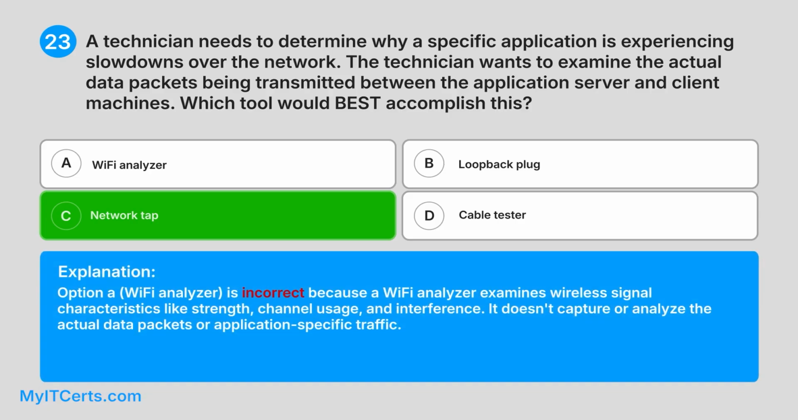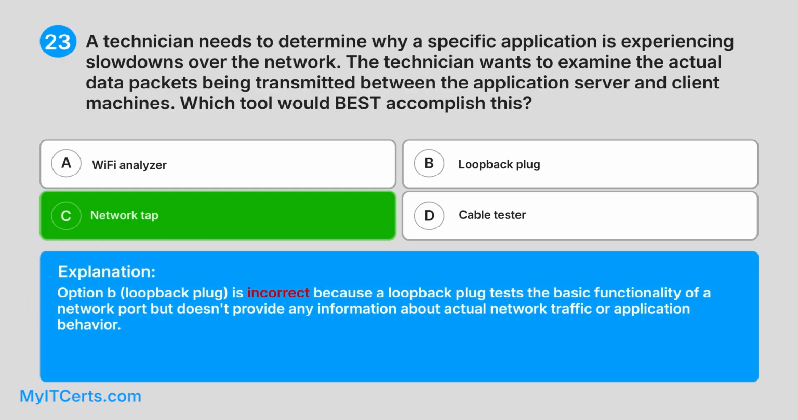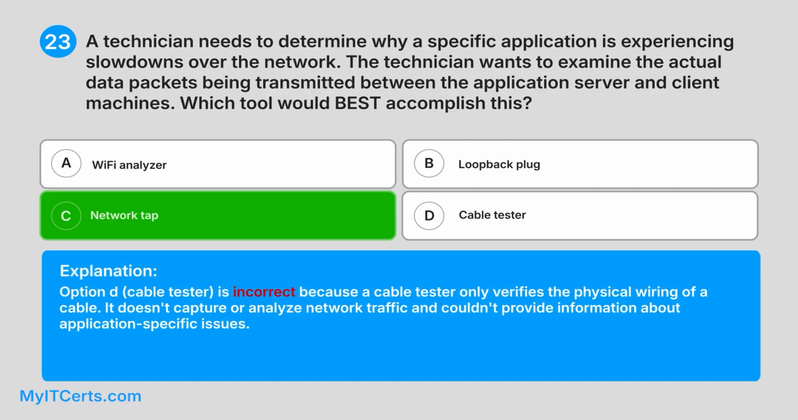Option A is incorrect because a Wi-Fi analyzer examines wireless signal characteristics like strength, channel usage, and interference. It doesn't capture or analyze the actual data packets or application-specific traffic. Option B is incorrect because a loopback plug tests the basic functionality of a network port but doesn't provide any information about actual network traffic or application behavior. Option D is incorrect because a cable tester only verifies the physical wiring of a cable. It doesn't capture or analyze network traffic and couldn't provide information about application-specific issues.